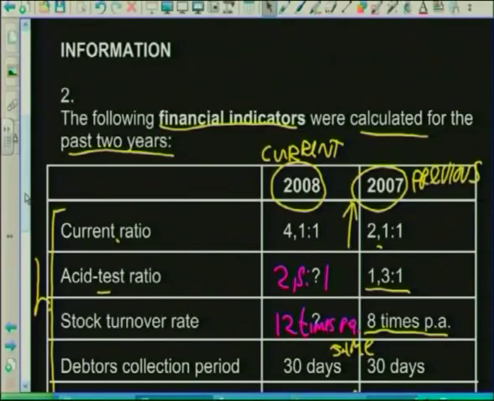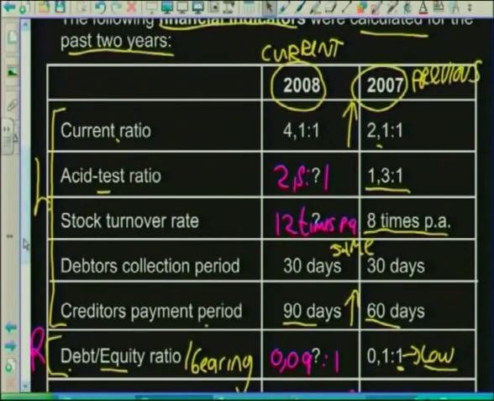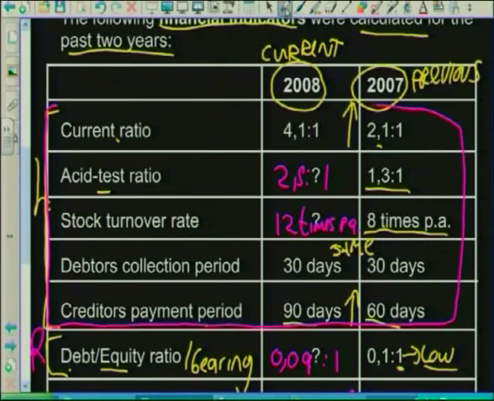So let's go to the information, and remember, we are now looking at financial indicators, and there we go. There's our liquidity ratios. Right, we are looking at these 5 ratios. Liquidity, it's just these 5 ratios given to us. So if we quickly look at these 5 ratios, our current ratio increased. It was 2,1:1. It has increased to 4,1:1.